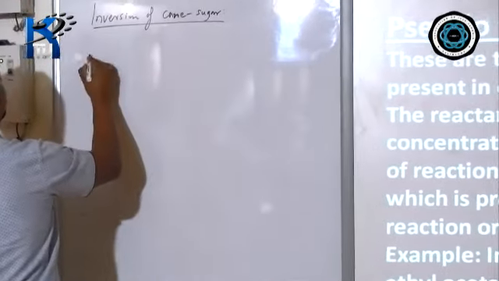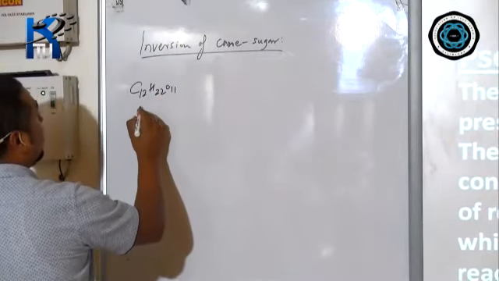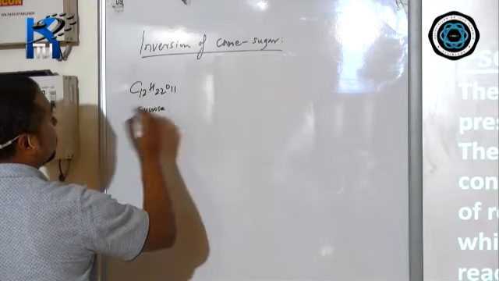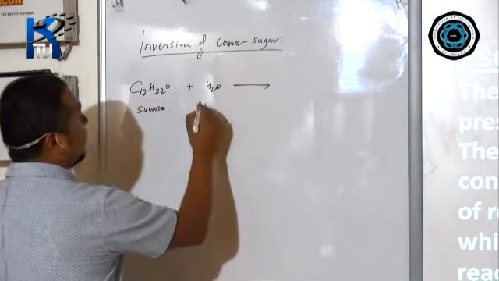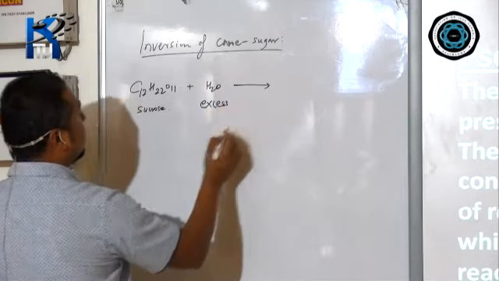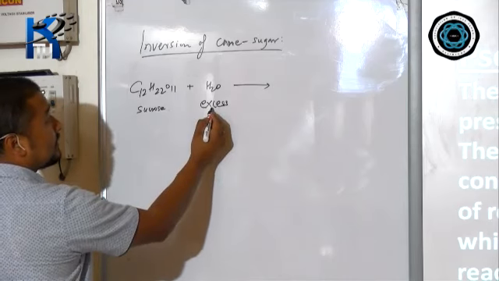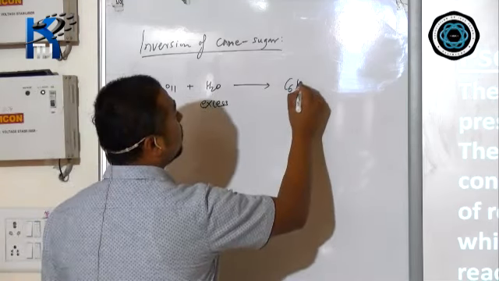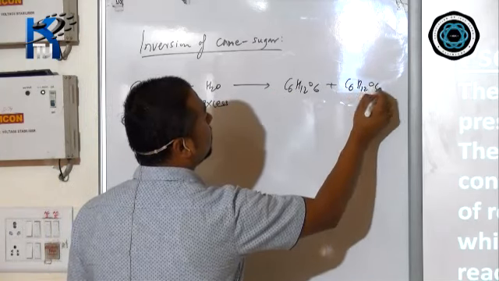The formula of cane sugar is C12H22O11. It is also known by the name sucrose. And this has to be reacted with water, which is taken in excess. So now when you react cane sugar, also known as sucrose, with excess water, you get glucose and fructose. You get glucose and fructose.